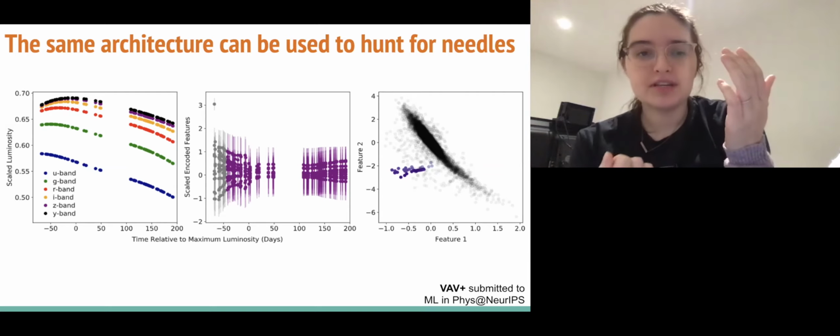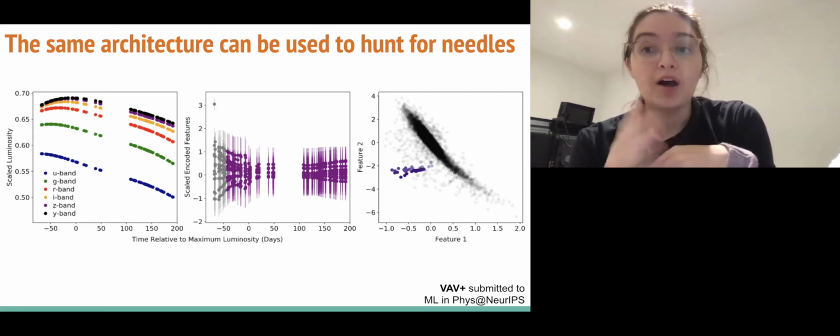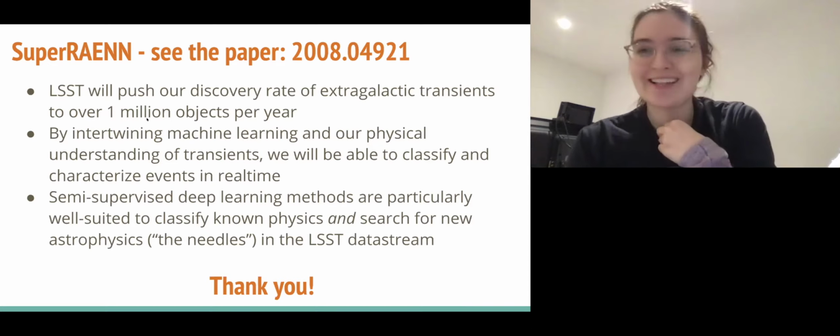And so we can use this to identify the needles of Vera Rubin while we're observing and actually trigger early on. So I'll end there. Thanks.